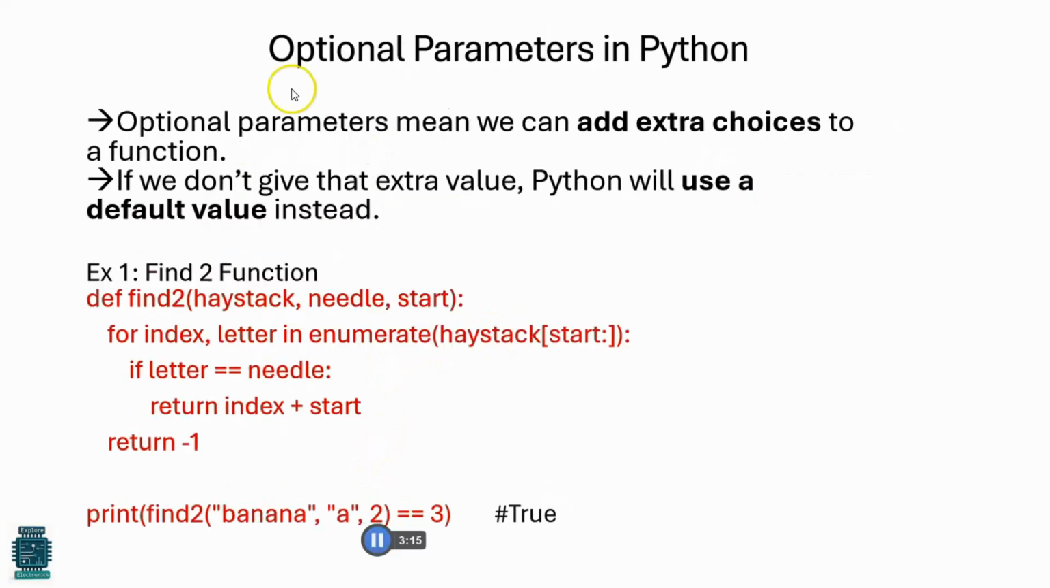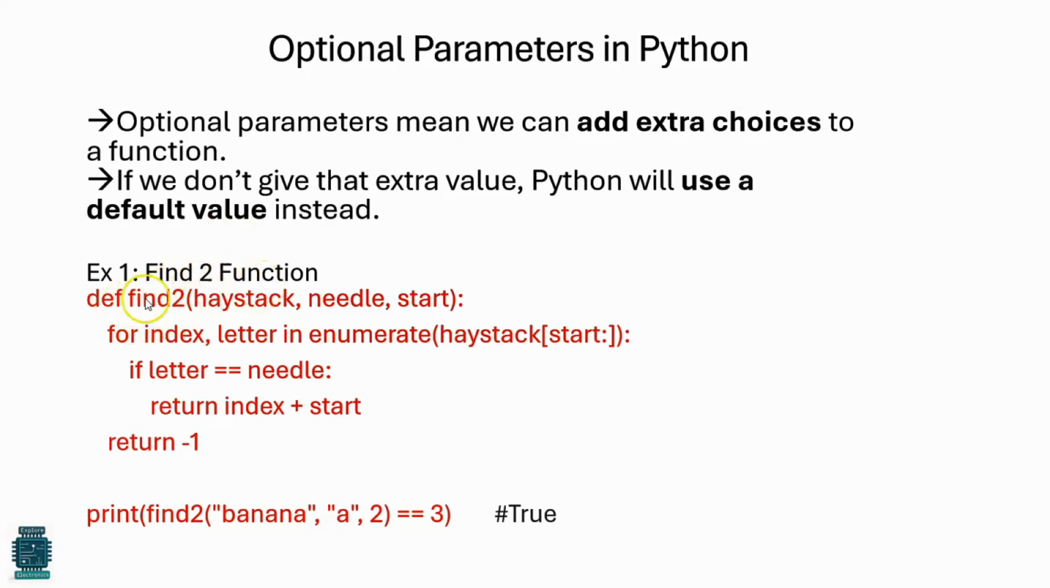Very easy. The next topic is optional parameters in Python. Optional parameters means we can add extra choices to a function, and that is completely optional. If we don't add an extra value, it will take the default value. Let us see an example.